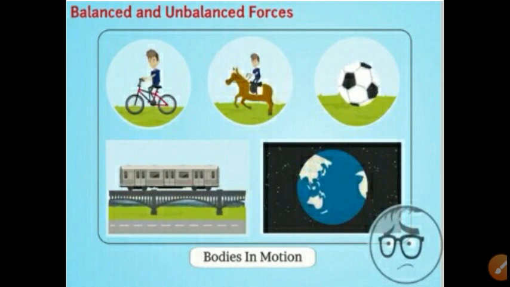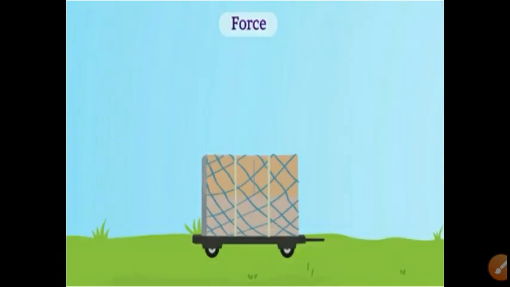Here are some examples for bodies in motion. A boy riding a bicycle, a man riding a horse, a rolling ball, a moving train, and a spinning earth. All are examples for bodies in motion. Then, what is the characteristic that sets a body into motion? Yes, it is the force. Only if you apply a force can you set a body from rest to motion.